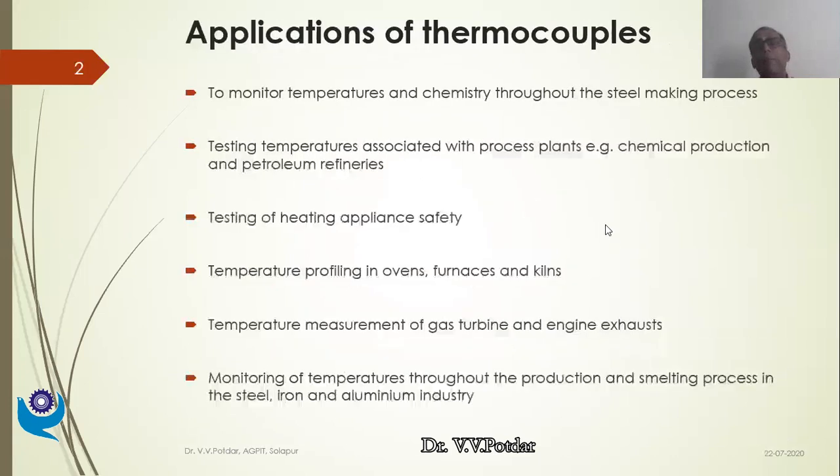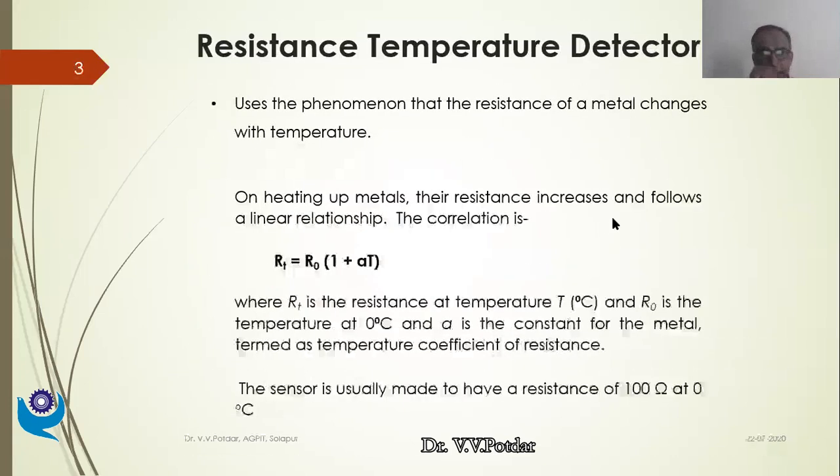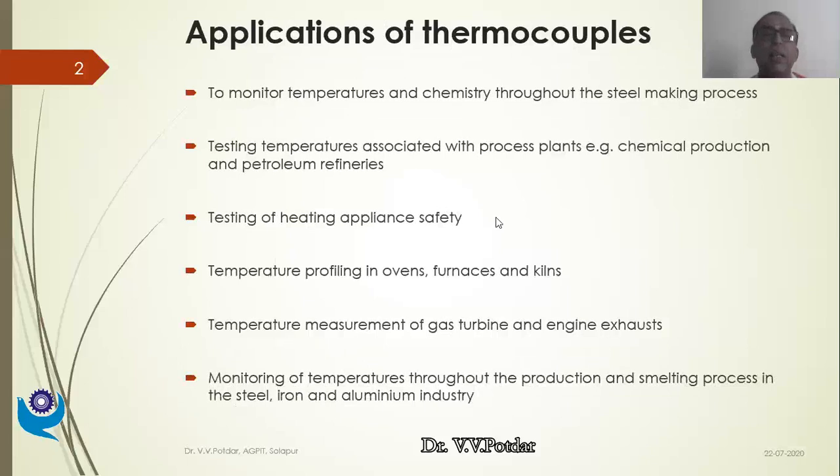We'll move to the applications. Applications we already discussed: to monitor the temperatures and chemistry throughout the steel making process. It's a huge continuous process wherein the property of the sheet that is rolled, the property of the I-section that is rolled, the property of the angle that is rolled, are dependent on the temperature values. There, these temperature sensing thermocouples are widely used.